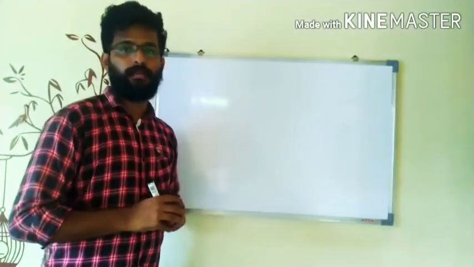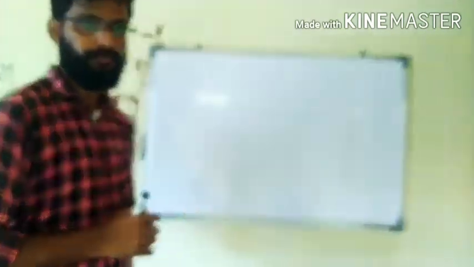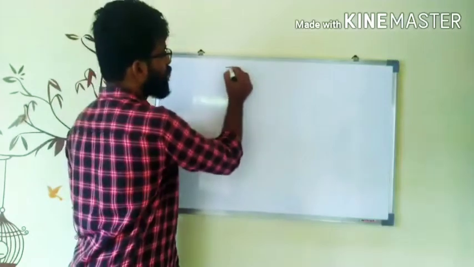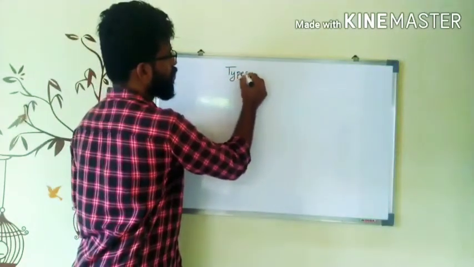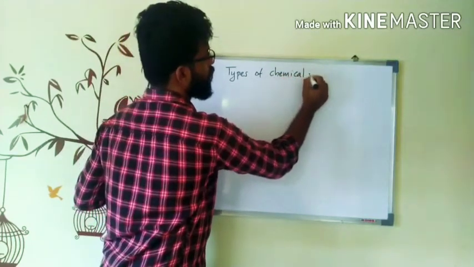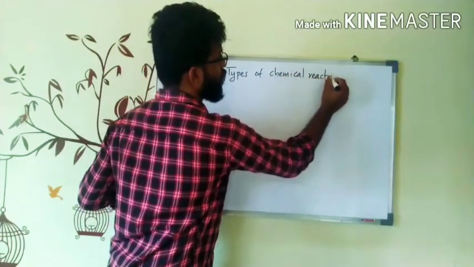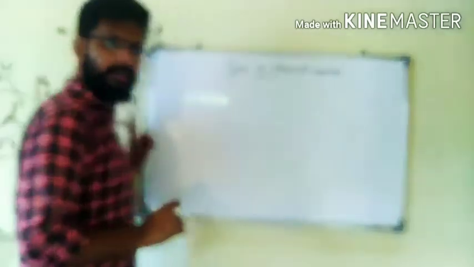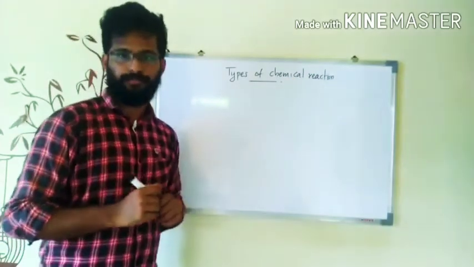Today we are going to discuss a new topic, types of chemical reaction. What do you mean by chemical reaction? A chemical reaction takes place when a chemical change happens. That's what you know as a chemical reaction.